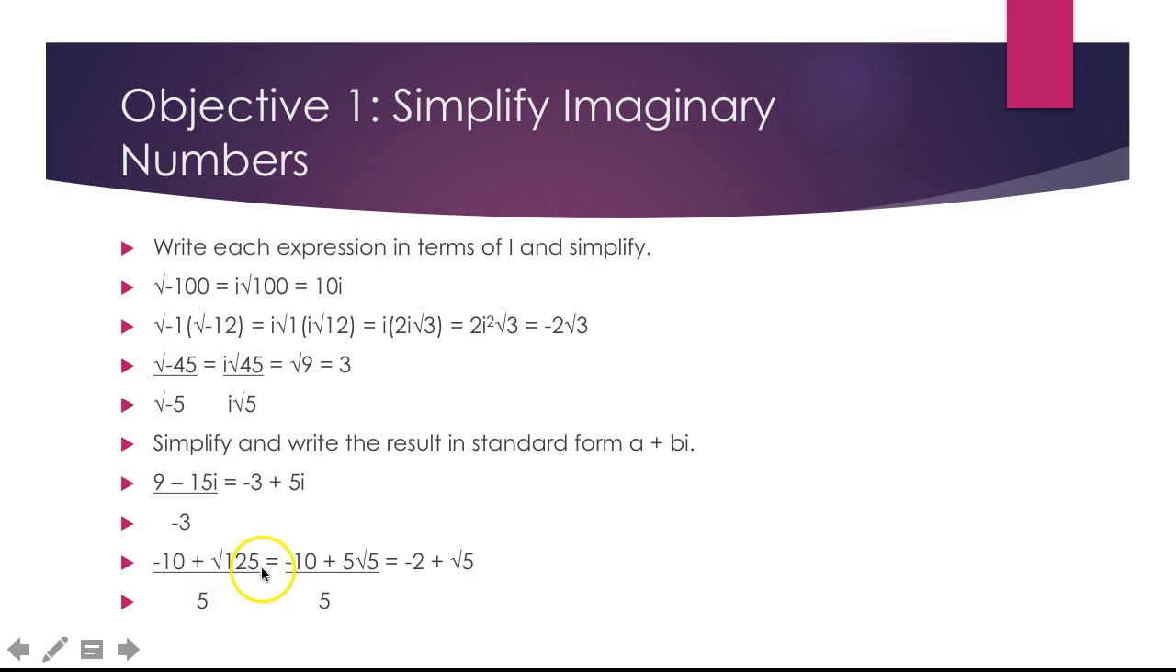You need to pull the 25 out, and the square root of 25 is 5, and that's how you get 5 square root of 5. And then you want to simplify. Negative 10 divided by 5 is negative 2, and positive 5 divided by 5 just leaves you with the square root of 5.